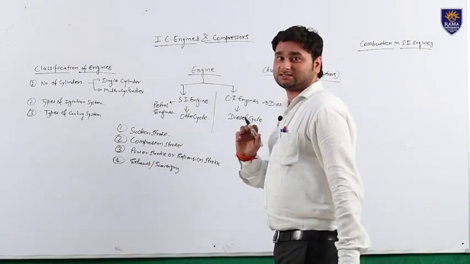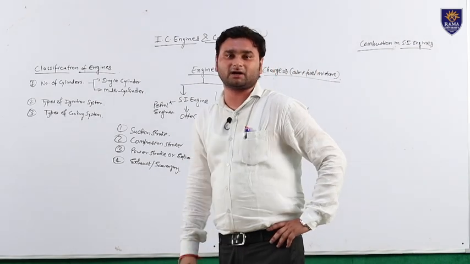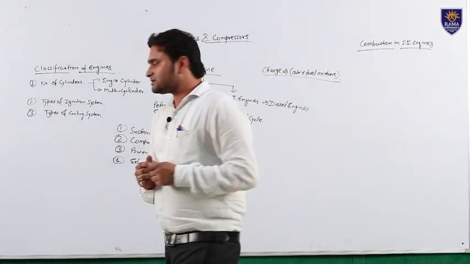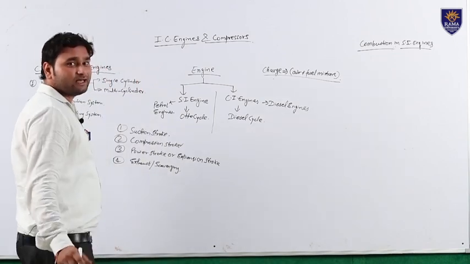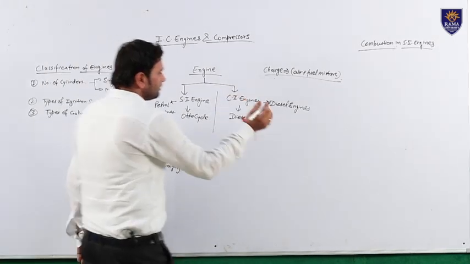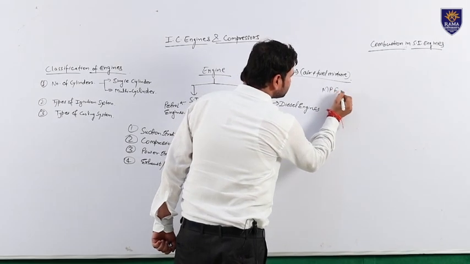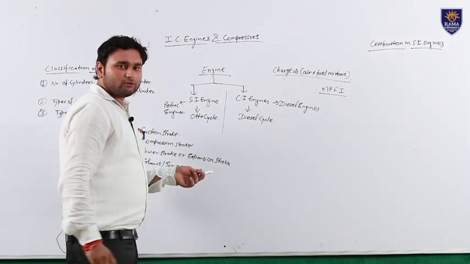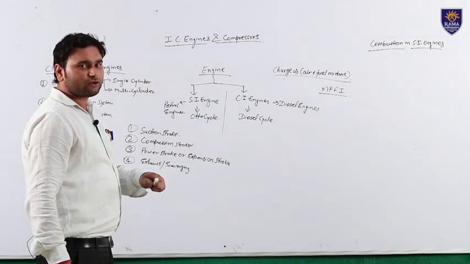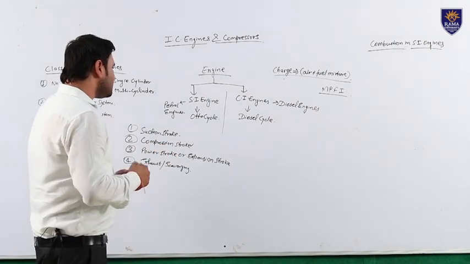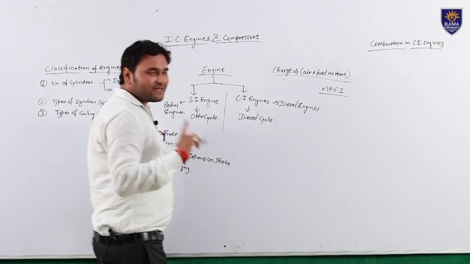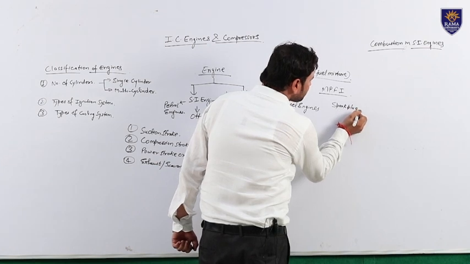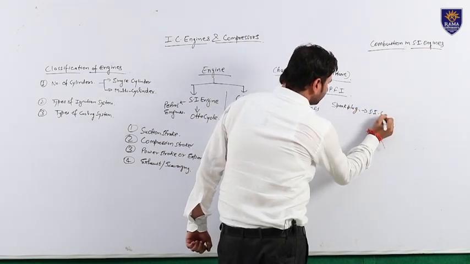But in case of CI engines, we don't use a spark plug. We simply use a fuel injector. There are various types of fuel injectors and various types of fuel injection systems used in CI engines. I think we have heard of the MPFI system, multi-point fuel injection system. The combustion process is similar to that of SI engines. The only change is that in SI engines we were using a spark plug, whereas in CI engines we use fuel injectors.